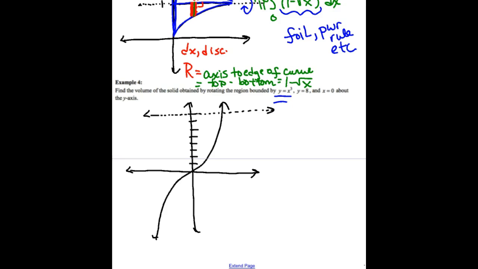It's also bound by x equals 0. So then I would outline all of that. I've got my curve. I've got my y equals 8, and I've got my x equals 0. Go shade that in with your highlighter.